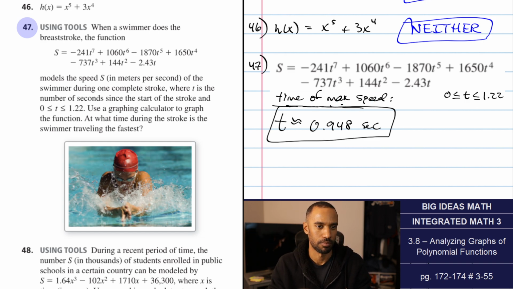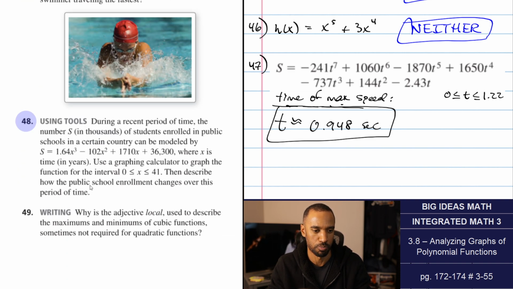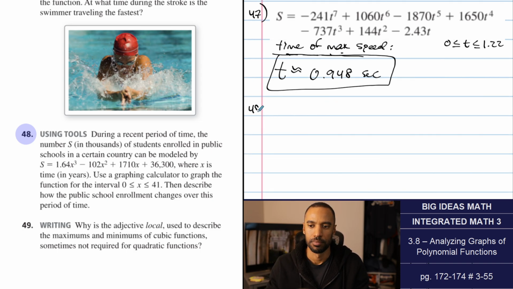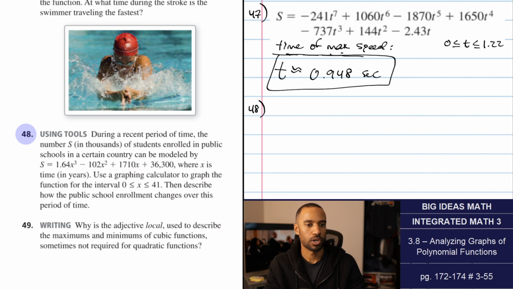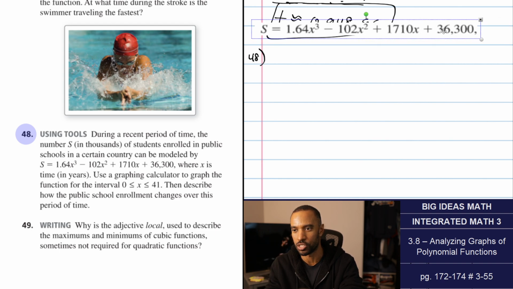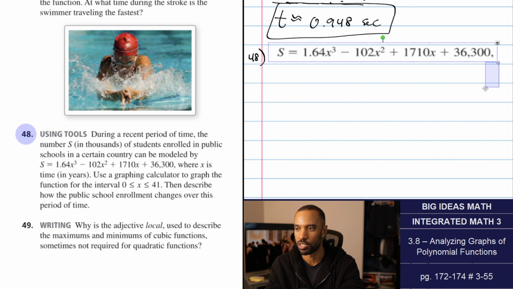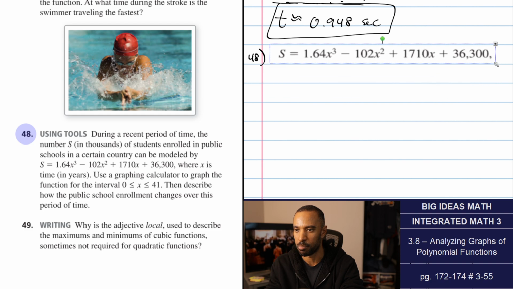Okay, that's number 47. Total calculator usage. Number 48, using tools. Probably total calculator usage. Okay, 48. During a recent period of time, the number S in thousands of students enrolled in public schools in a certain country can be modeled by that, where x is the time in years. Use a graphing calculator to graph the function. Describe how the public school enrollment changes over this period of time. So probably things about turning points will be involved. There are probably as many as 2 turning points here, because you can see it's a cubic function, and there shouldn't be a comma at the very end of this thing.